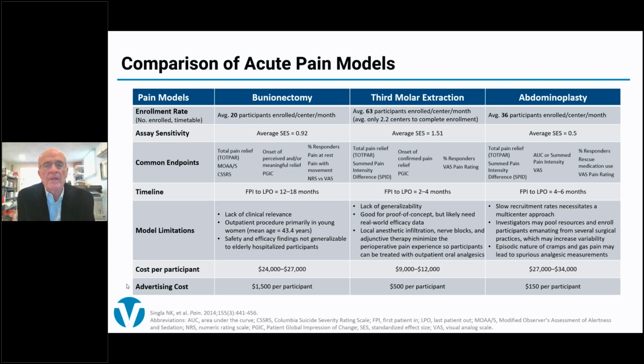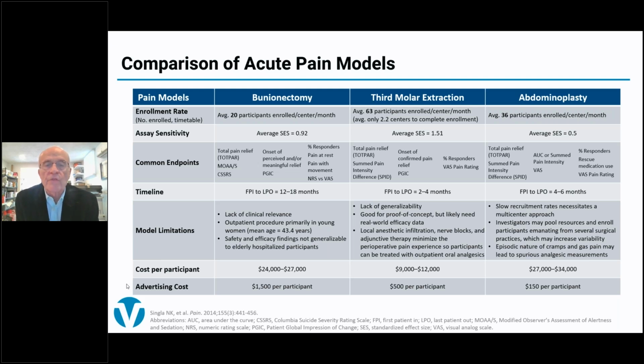So your endpoints have to match what the design is, and the molecule and its intent and onset of action. Some of the limitations for a bunionectomy: it's argued that sometimes it lacks clinical relevance to other acute pain models. It's a highly controlled environment, which is one of the strengths for sure. The safety and efficacy findings cannot be generalized to an elderly, hospitalized population or special populations usually. And the population is, as you will hear more about later, generally female.